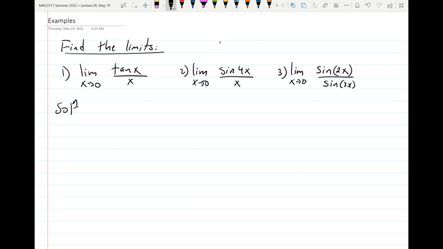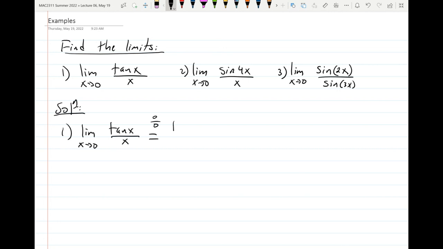Okay. So solution. Let's see for number one. So here the idea is that we want to use our special limit, but before we use the special limit, we need to do something. Why? Remember, first thing is you plug in. When you plug in 0, we get tangent of 0, which is equal to 0, and in the bottom we have 0, so this is 0 over 0. Okay, so something needs to be done.